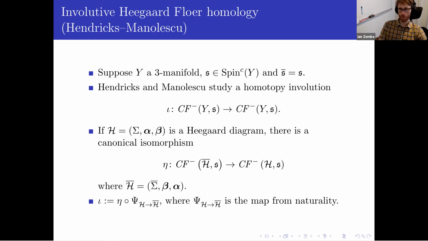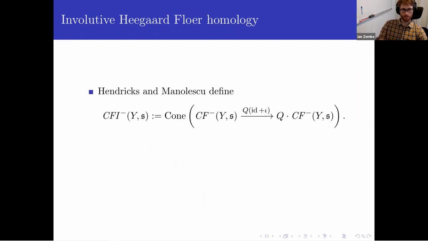We first go from one Heegaard diagram to its conjugate via the sequence of moves, and then we do this canonical isomorphism, eta. That was Hendricks and Manolescu's construction to define an involution, an endomorphism of one chain complex. So the involutive Heegaard Floer complex, the chain complex, they define it just as the mapping cone of the identity plus this involution iota.